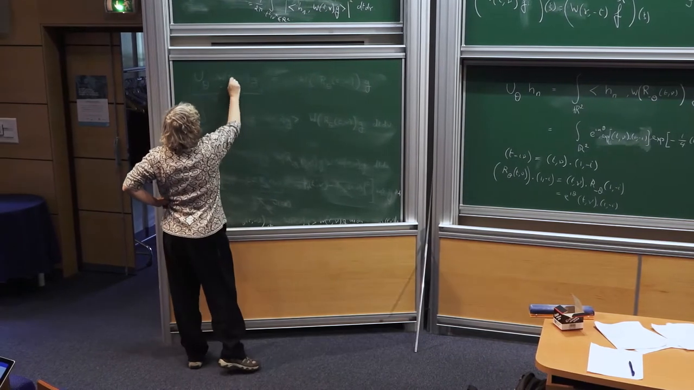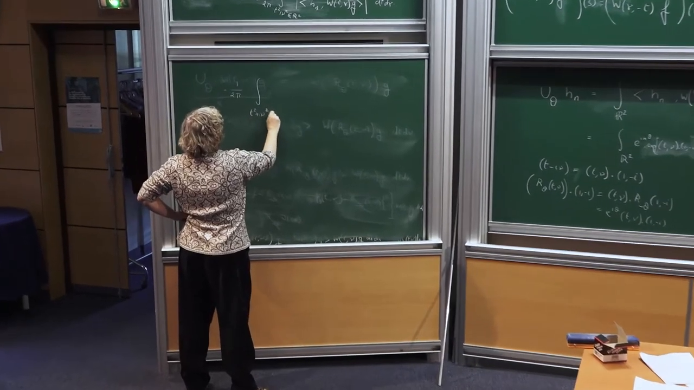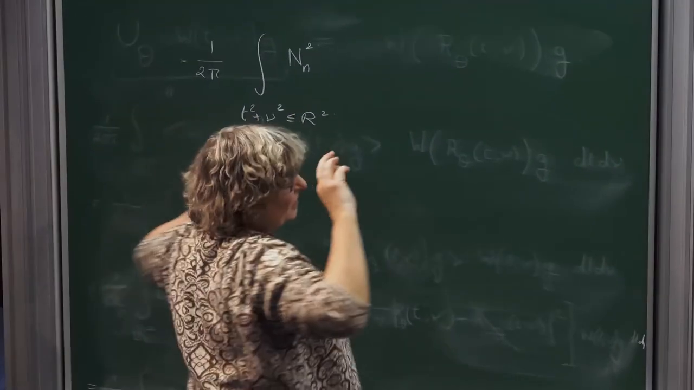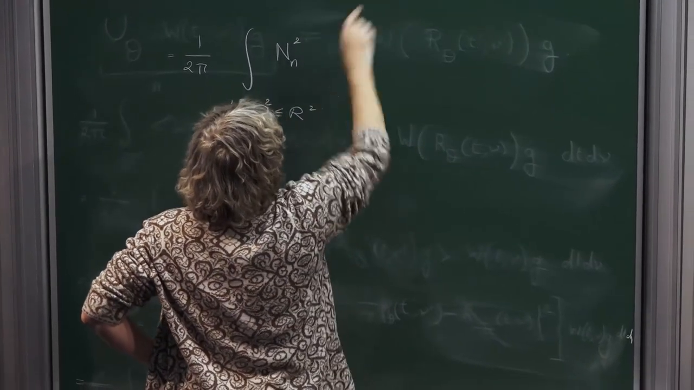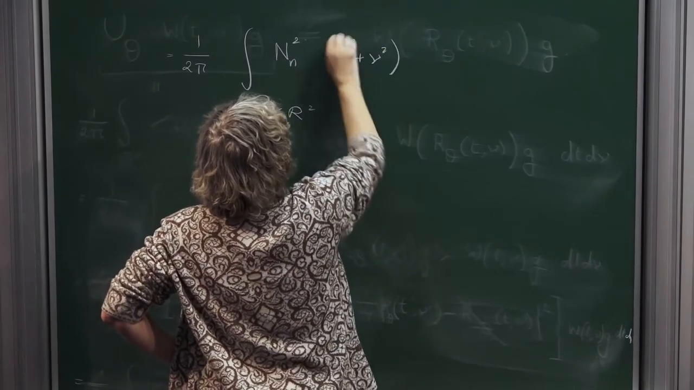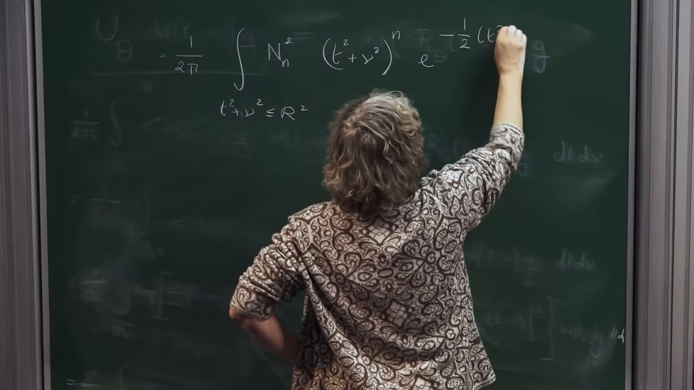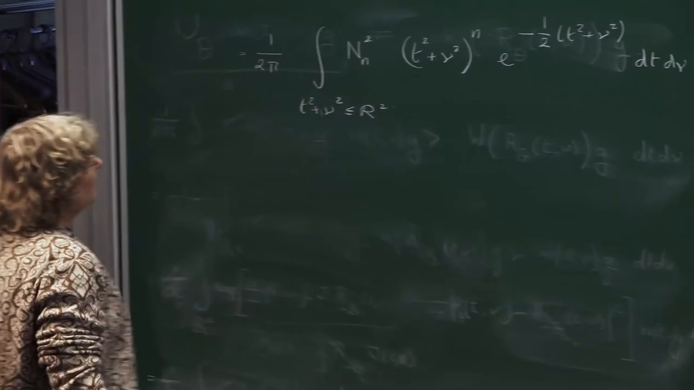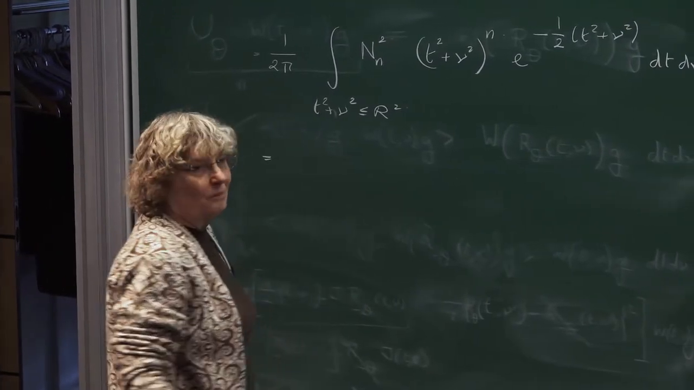So it's giving us 1 over 2 pi, the integral over t squared plus nu squared less than r squared. And then I'll have some normalization, which I haven't bothered to compute, but which, of course, one can compute exquisitely precisely. And I get absolute values. So t plus i nu in absolute value is t squared plus nu squared to the n. And then e to the minus a quarter squared gives me e to the minus a half t squared plus nu squared, and dt d nu. And we can even do the integral over the angle. And what we find is the 2 pi miraculously drops out. And we get an incomplete gamma function.